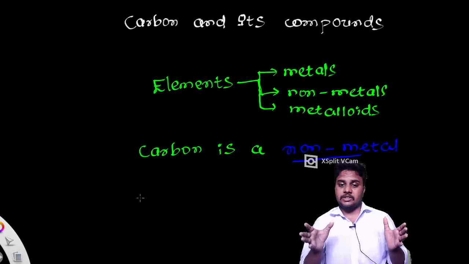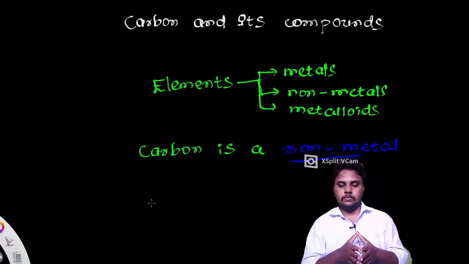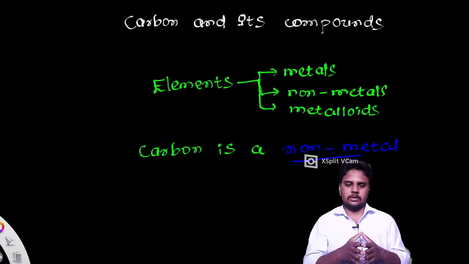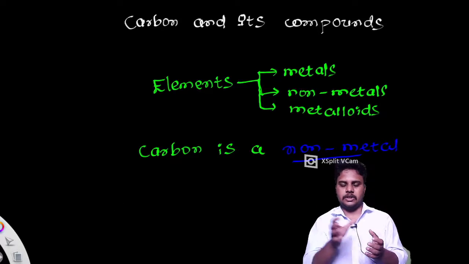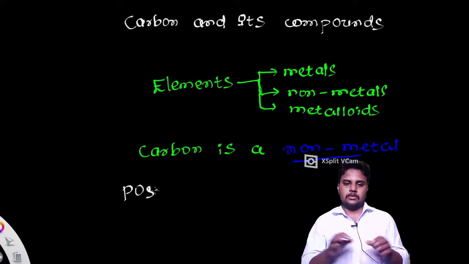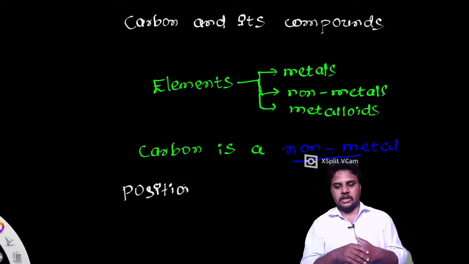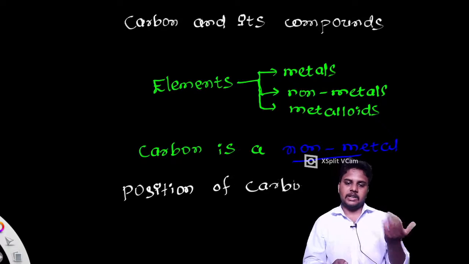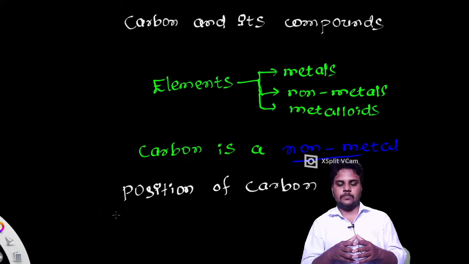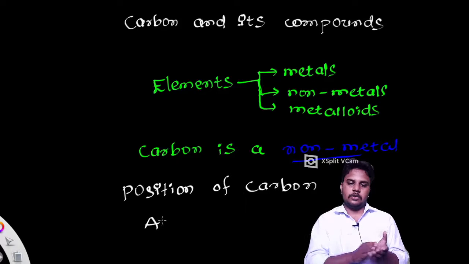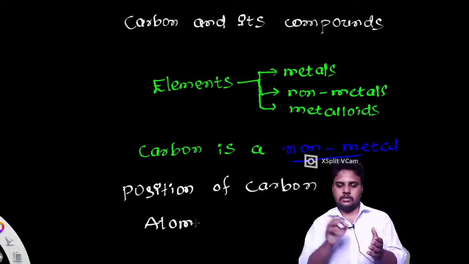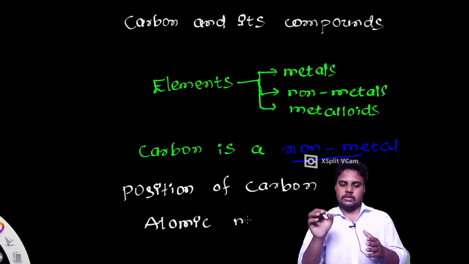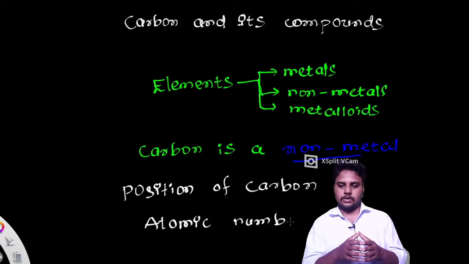Now after understanding this, I want to understand the position of carbon. For understanding the position of carbon, what do I require? I need to write the electronic configuration. The position of carbon can be understood only by writing the electronic configuration. By writing it, we can easily know the position of carbon. You know that the atomic number of carbon is 6. From this atomic number, I have to write the electronic configuration.